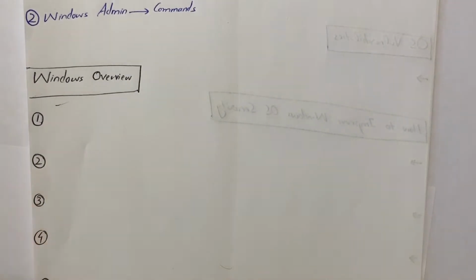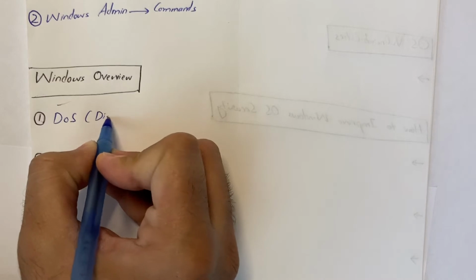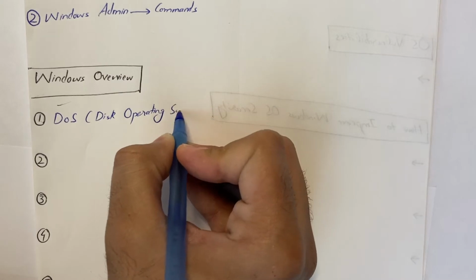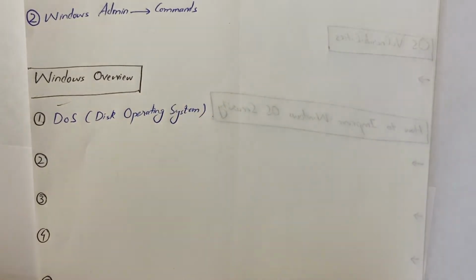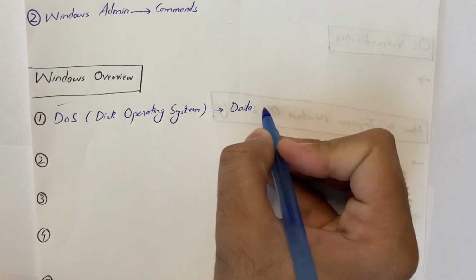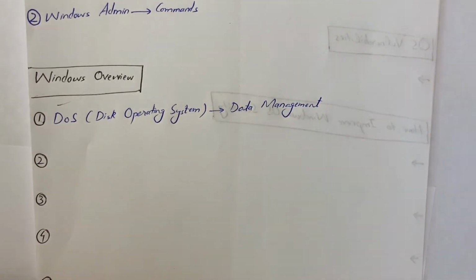So in Microsoft Windows, if you remember, the first edition of Microsoft Windows was DOS based, and DOS stands for Disk Operating System. So the first version of Microsoft Windows was basically Disk Operating System, DOS based. And from the DOS based operating system came the concept of data management. The concept of data management emerged after the DOS based operating systems came in.